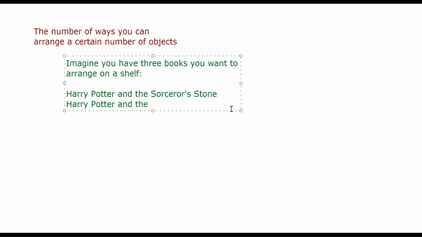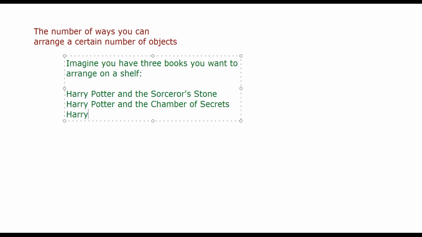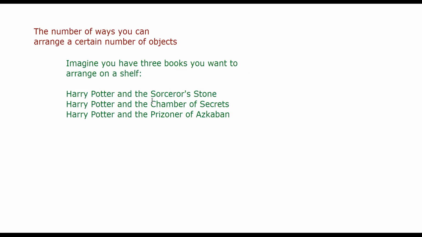You have Harry Potter and the Chamber of Secrets. And then you have Harry Potter and the Prisoner of Azkaban. So maybe it's the year like 2000 and the third book just came out or something like that, and the fourth book isn't out yet. Now you want to arrange them on a shelf. Obviously, the correct way to arrange them is in chronological order that they were written, which is already written here.